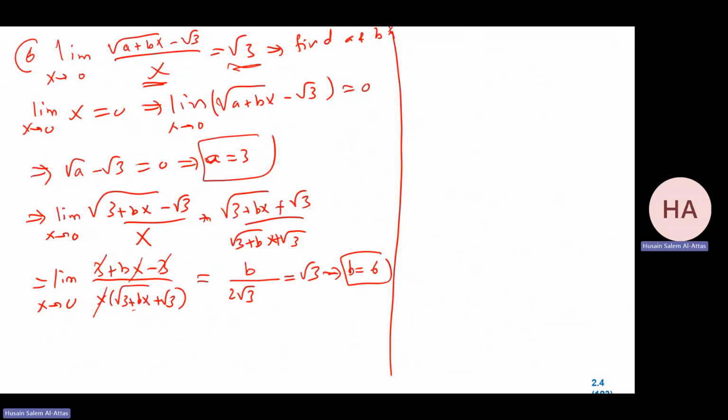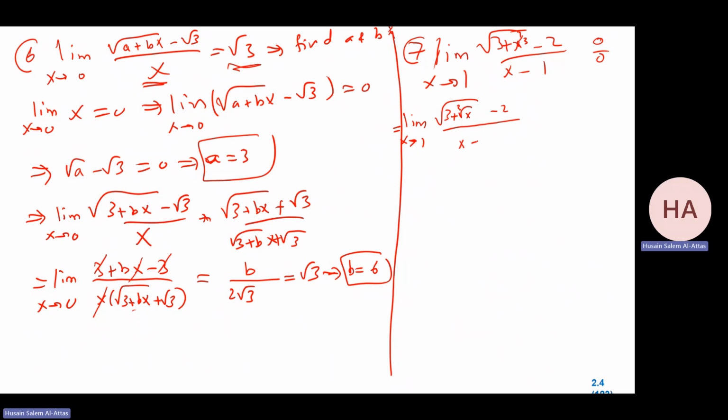Okay. So number 7, I need to do this limit. Limit x goes to 1, square root of 3 plus x to the power 1 over 3, minus 2 over x minus 1. I need to do this. If we substitute, you have 0 over 0. That means you need to rationalize the first one. Let me write this: 3 plus cube root of x minus 2 over x minus 1 multiplied by the same thing.